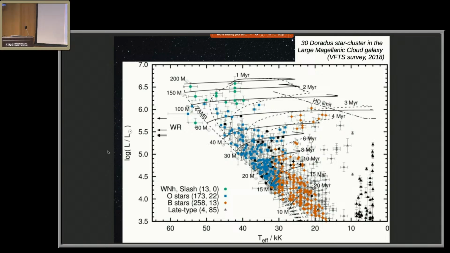This is an older survey, the paper is from 2018. It's from the VFTS survey, a massive star survey of the Large Magellanic Cloud. But what you can notice right away is that the region where we find the discrepancy amongst the stellar evolution models is the exact region where there is a drop in the number of stars. So basically, we don't have enough observations to constrain the models against. And that's the main quick and dirty reason why we have so many uncertainties in the models.